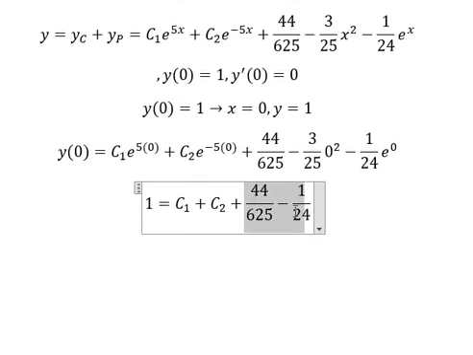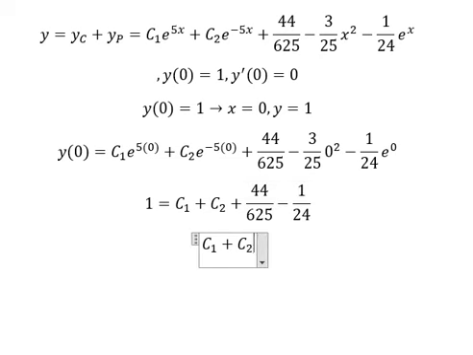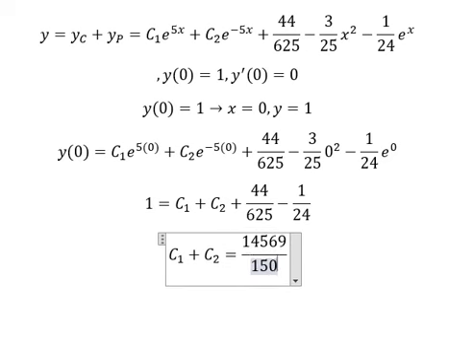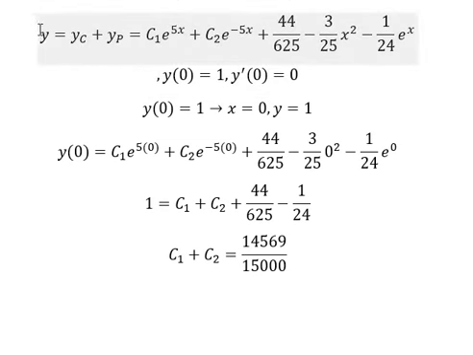Now we put these values to the left, and we have C1 plus C2 equals 14,569 over 15,000. Now let's go to the second. So we do first the derivative of this one.